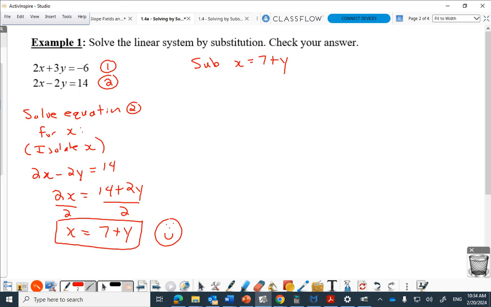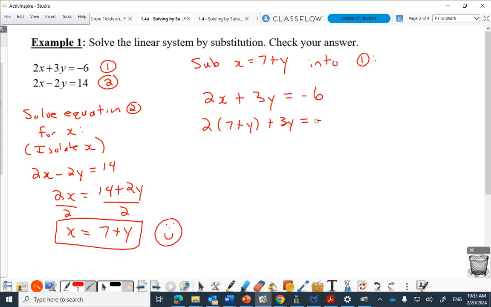Sub x equals 7 plus y into which one? 1. See, that's why this labeling is so important. I said solve equation 2 for x. It is about communication, yes, but it's also about me keeping track of what's going on. So now I sub x equals 7 plus y into equation 1. So I write 2x plus 3y, whoops, my plus sign. And maybe you're not writing the whole equation out first. Maybe you're subbing right in because you're just that good. I like that, but I'm going to actually write it now. I'm going to go 2 times (7 plus y) plus 3y equals negative 6.